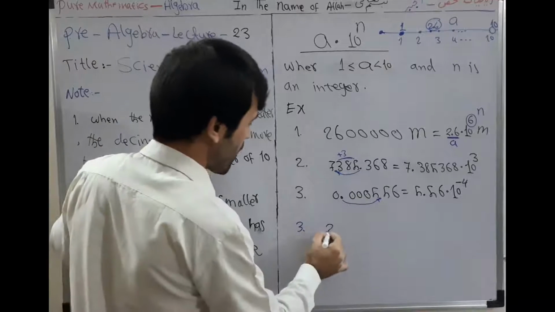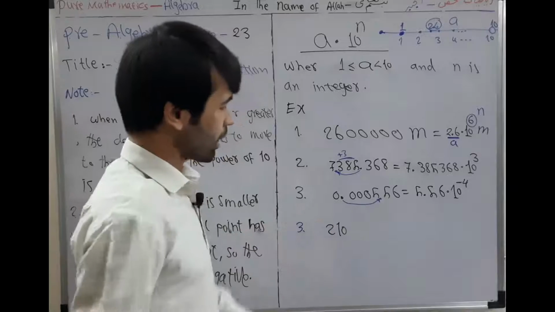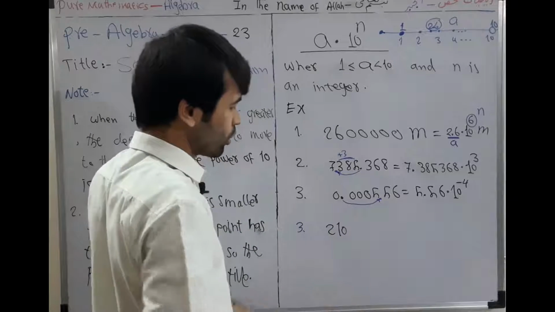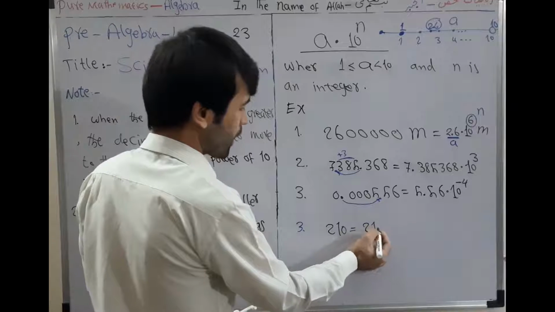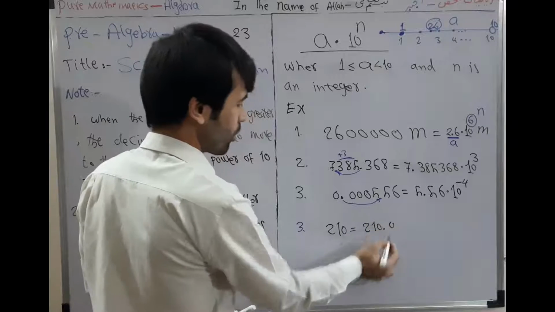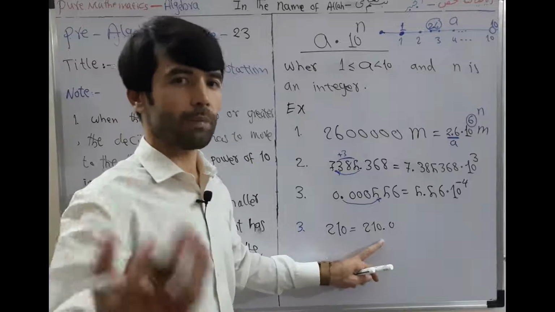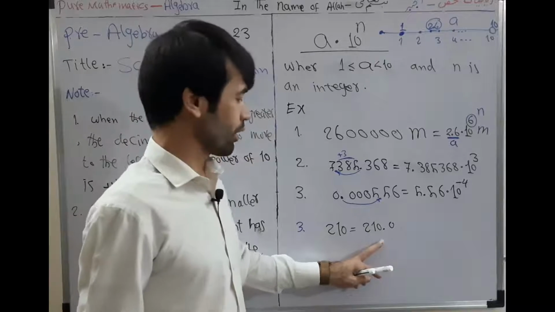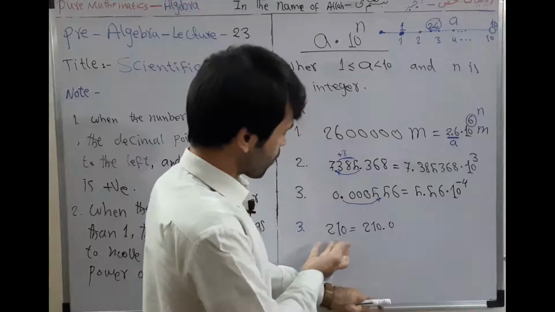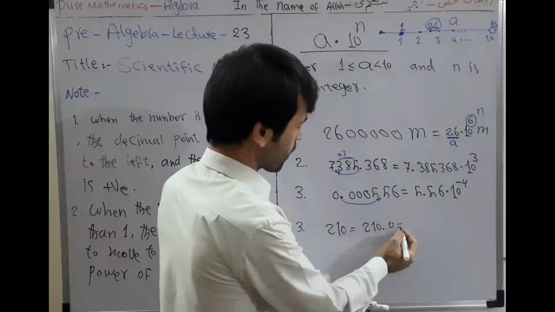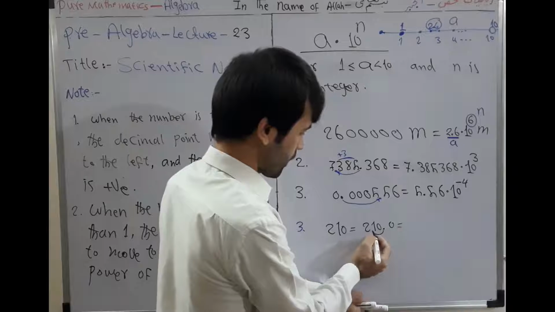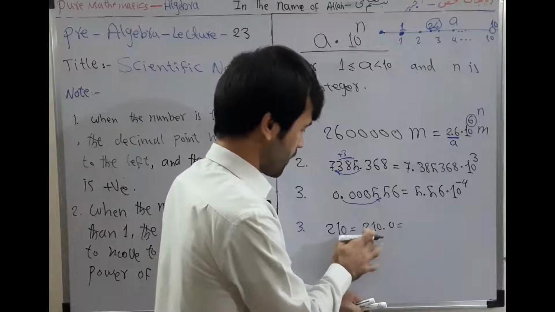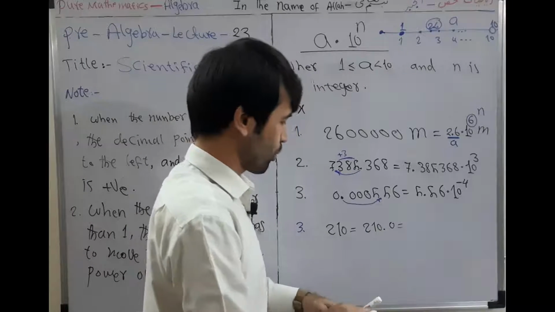If we have 210, it is a number, and you are saying it doesn't have any decimal point, then we can write 210.0. We can write like this. Every number has a decimal point. Now we change it in this form, so we should bring the decimal point in front of 2.